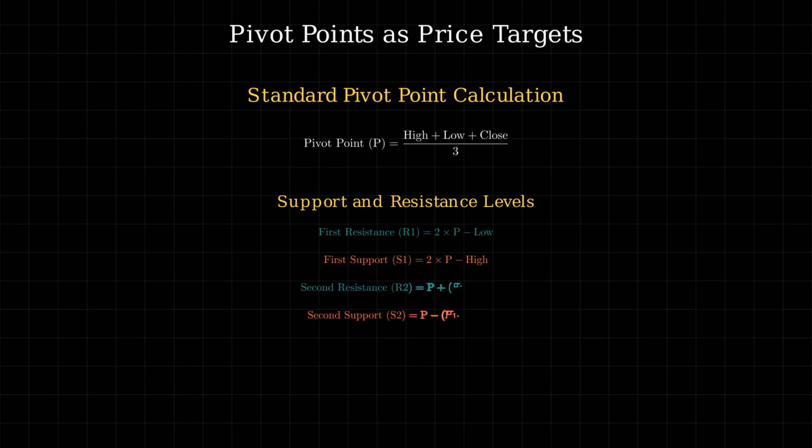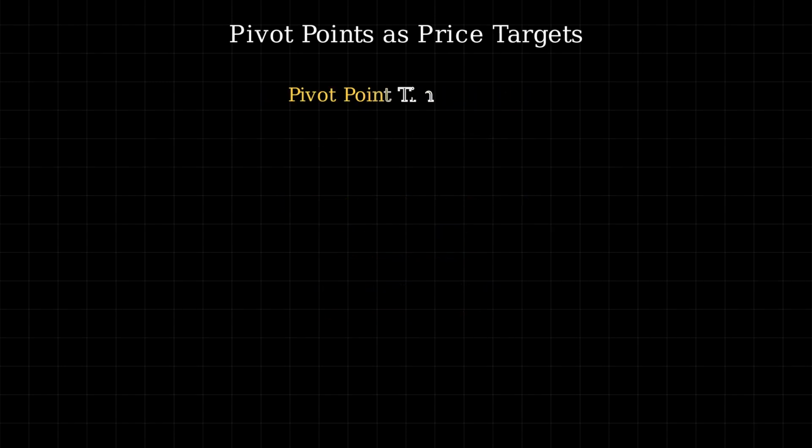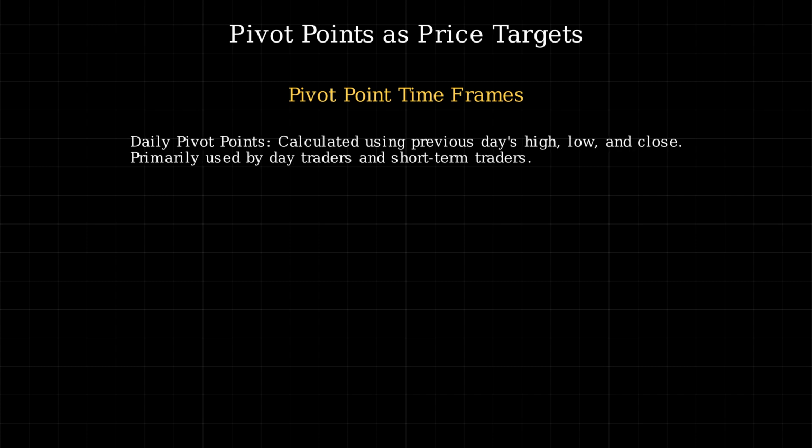Second level targets are calculated by adding or subtracting the previous trading range from the pivot point. Pivot points can be calculated for different timeframes, providing traders with various strategic price targets. Daily pivot points are calculated using the previous day's high, low, and close prices. These are primarily used by day traders and short-term traders looking for intraday price targets.